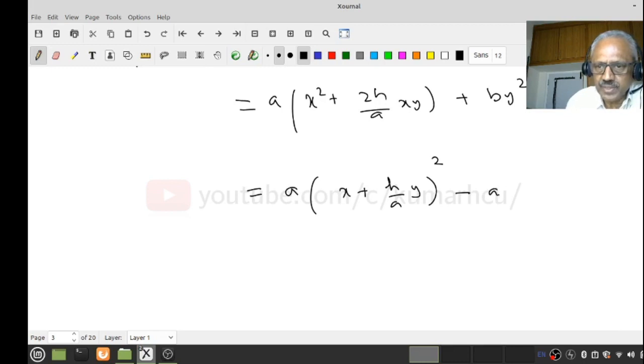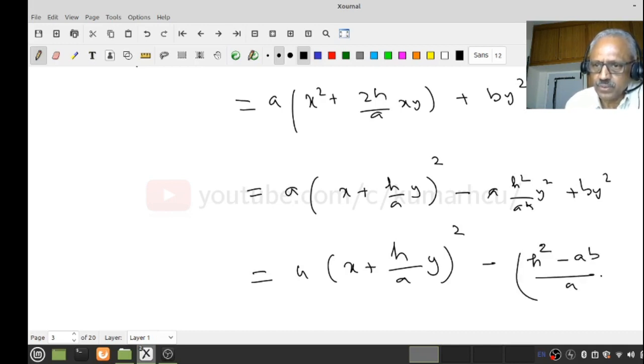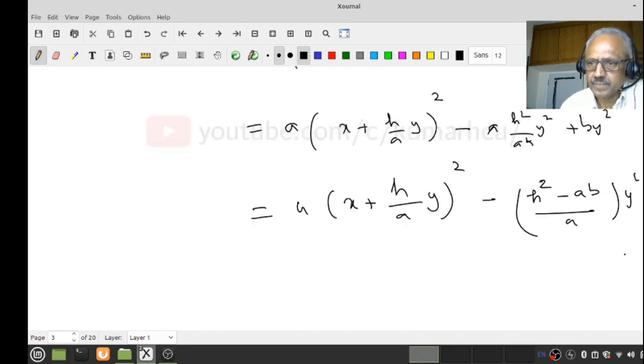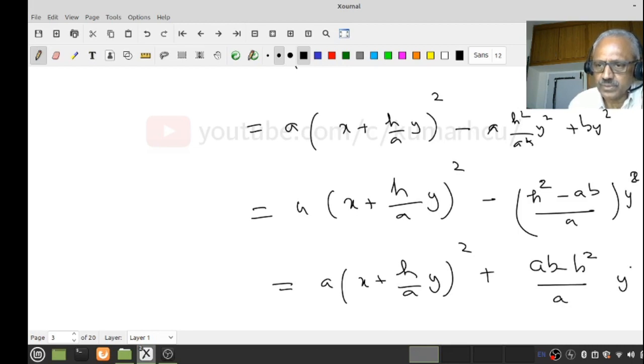There is an a outside. Remember, a into the extra term is h squared by a squared y squared plus b by a y squared. Right? Therefore, this is a into x plus h by a y whole squared minus, this a cancelled. Therefore, y squared is there. Therefore, h squared minus ab by a into y squared. Yeah, but that is same as a into x plus h by a y whole squared plus ab minus h squared by a into y squared.